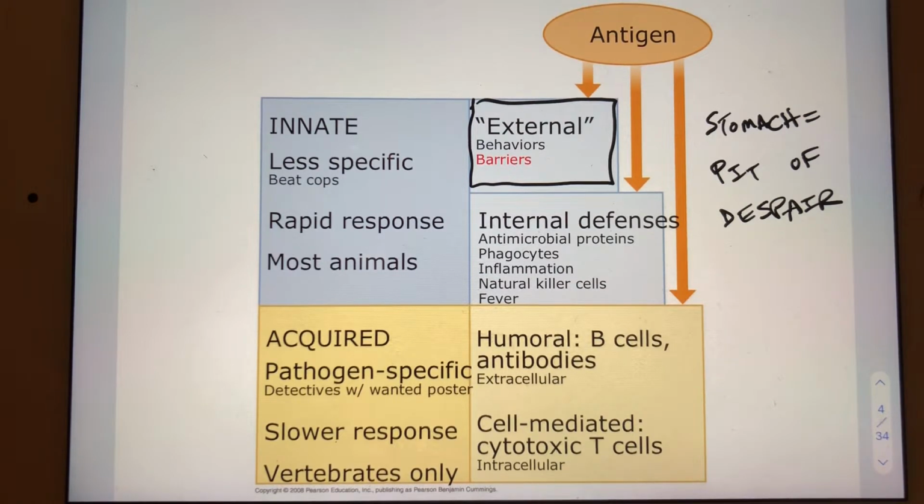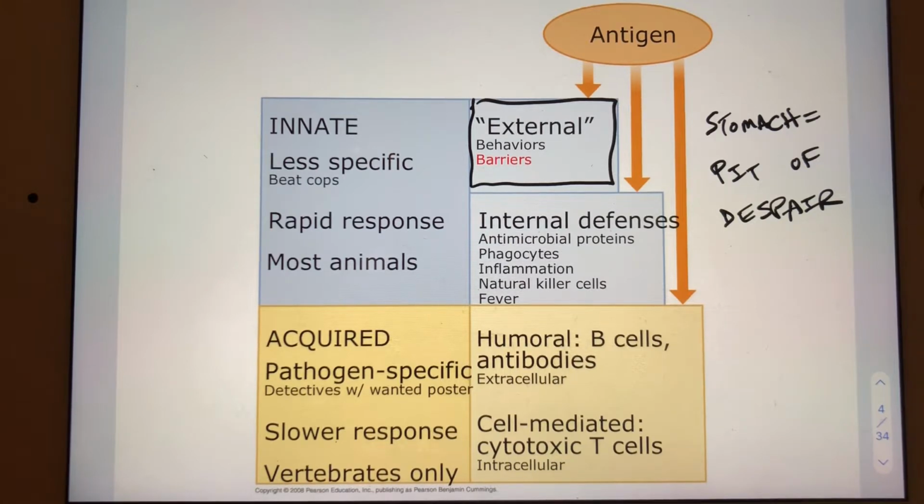Because if they make it all the way into the stomach, then chances are the acidic environment of the stomach will be their end. Pit of despair. So one of the reasons why I wanted to mention that stomach acid is important here is because that's not exactly external, is it? So grain of salt with the word external. External, maybe think of it as doesn't let the pathogen get any further, any deeper within.